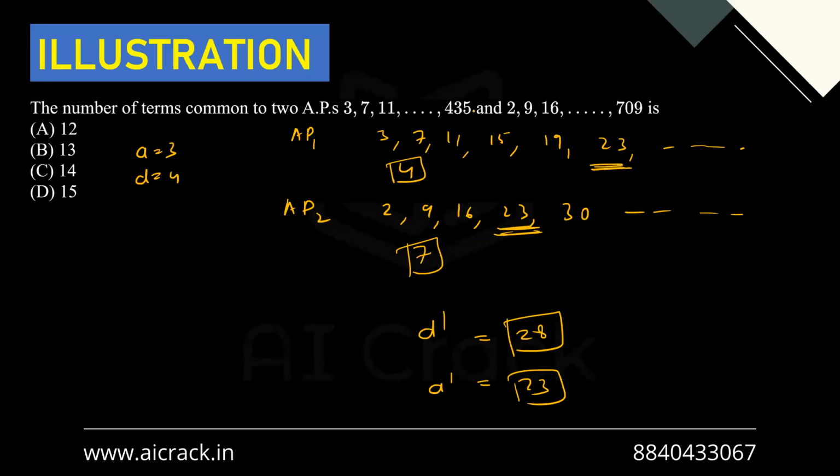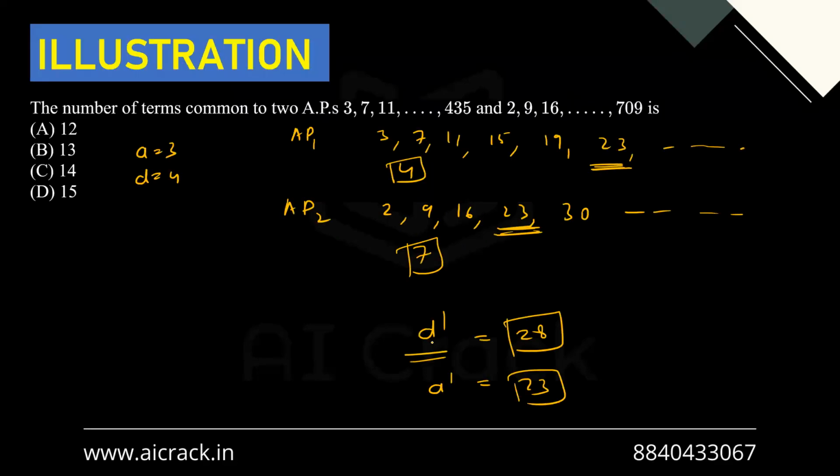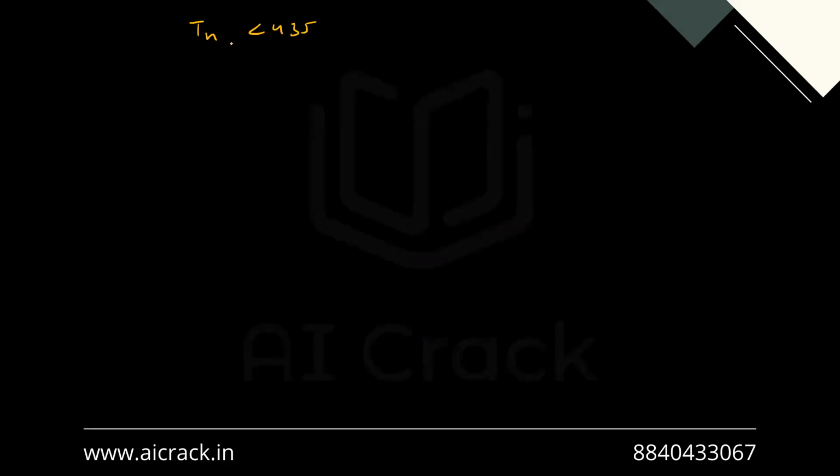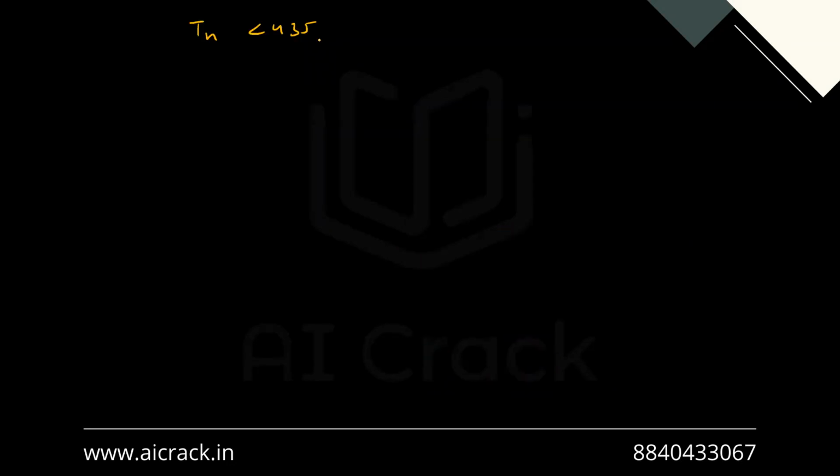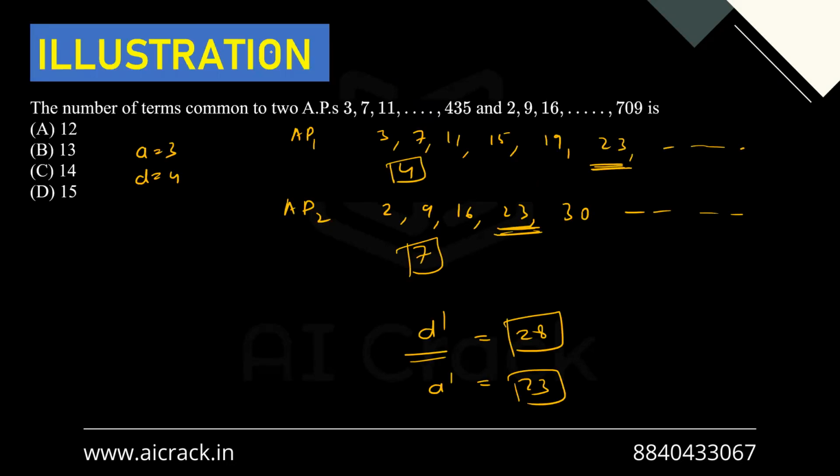Now, one thing is pretty clear: the first AP, which has the last term as 435, would act as a limiting condition. Why? Because the last term, that is 435, is lesser than the last term of 709. So basically, we have to find out the common terms with these conditions: D dash equals 28, A dash equals 23, in this particular AP, right? So Tn should be less than or equal to 435. It might be 435, it might not be, because it might be possible that with the common difference as 28, the terms are actually ending just before it, because it's an even number over here. It might divide, it might not divide. So Tn should be at most 435.